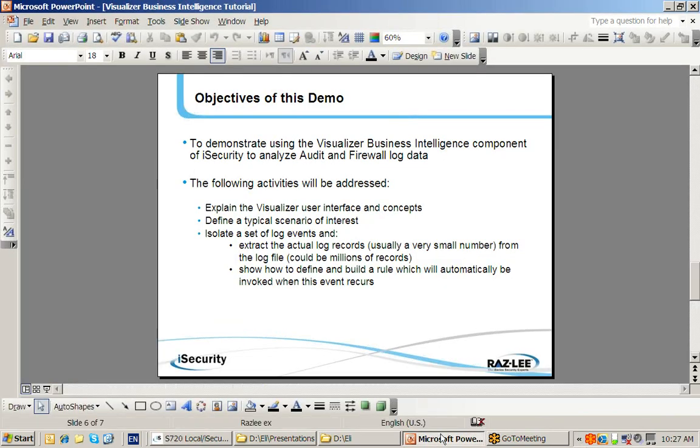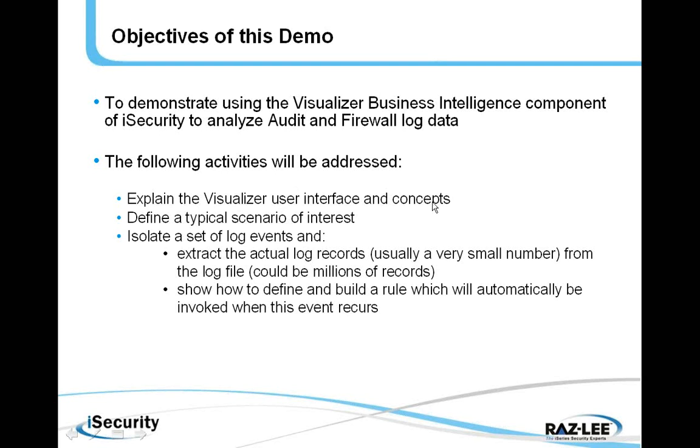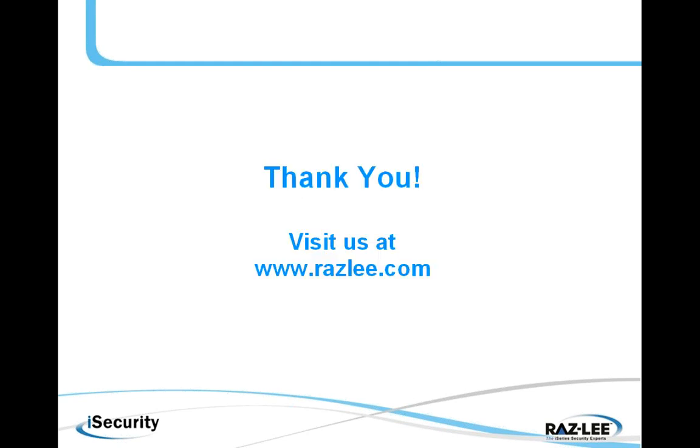To sum up then, we have demonstrated the Visualizer Business Intelligence component. We've showed and we've explained the user interface and the concepts. We've defined the scenario. I showed you how to isolate a set of log events and extract them from the Q-Audit Journal log file. And I've shown you how to define and build a rule which will automatically be invoked when the event recurs.